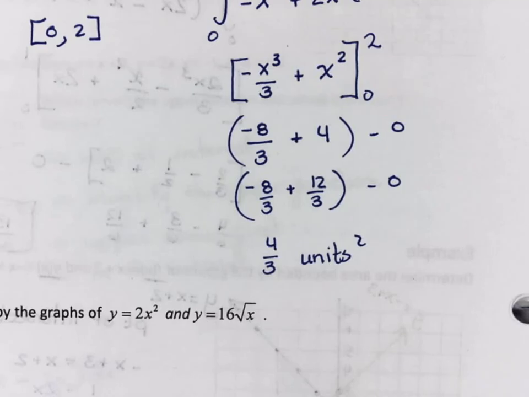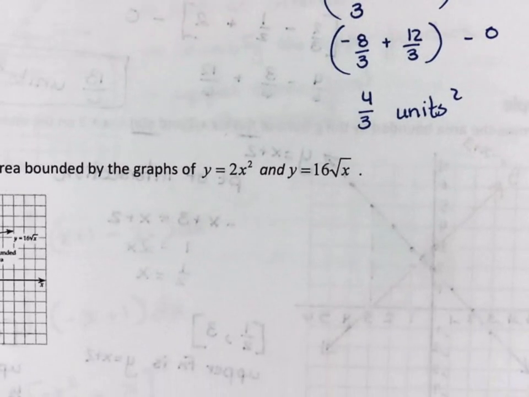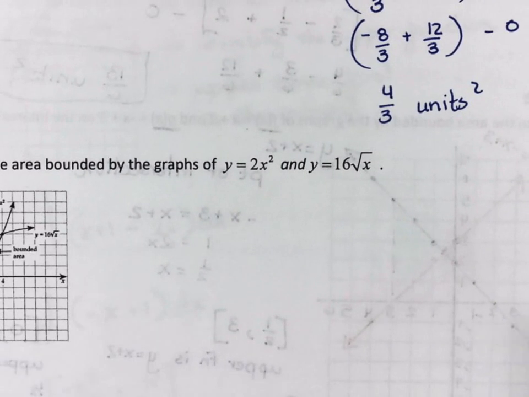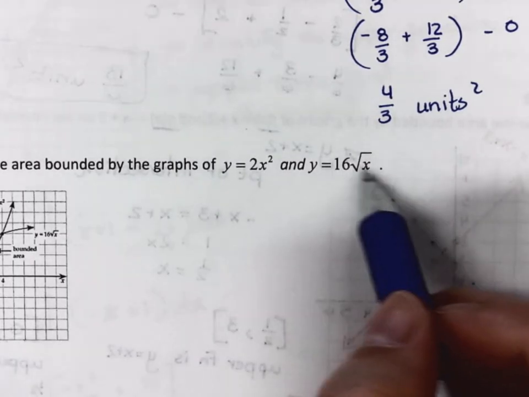Okay, determine the area bounded by these two graphs. Again, no interval was given, so we have to find the interval. Upper function of the y equals 16 root x. We're not there yet. We've got to find our interval before we do that. So we're just going to solve the system. We're going to solve the points of intersection. And this one has a radical in it.